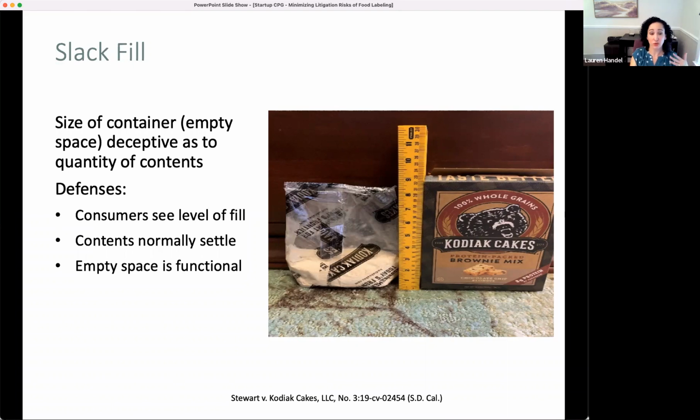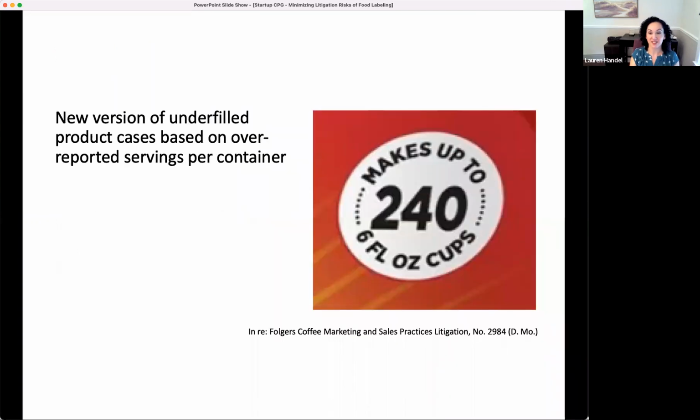If the contents will normally settle, that can be a defense. And if the empty space is functional, if you need to leave extra space to protect the product, that can be a defense. A different version of the case theory that consumers are getting less than they expect are cases where the product, in this case coffee, makes a representation about how many servings it makes. And the plaintiffs apparently tested it. They tried to make 240 cups of coffee out of the container, and they got significantly less than that. And there's actually a bunch of lawsuits around this particular Folgers coffee labeling.